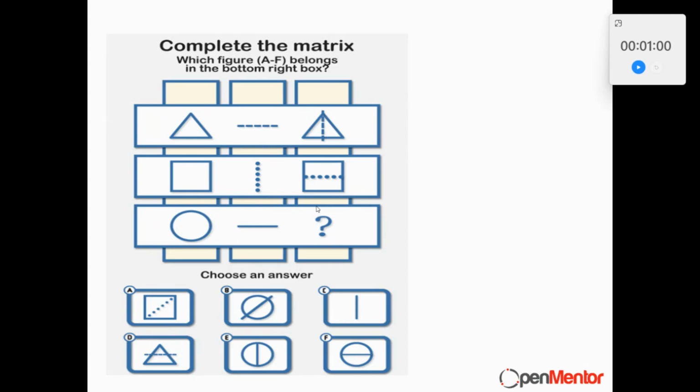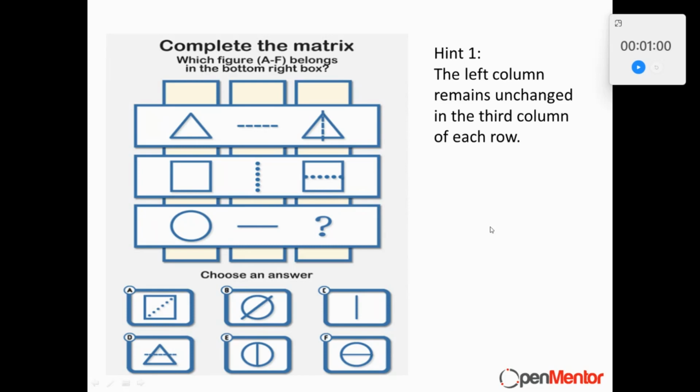Okay, understood? Can we go ahead? Again, thumbs up, please. Now you are going to tell me, of all the 6 options available here, which one will come here? Of the 6 images here, which one will come here? I am going to give you some hint.